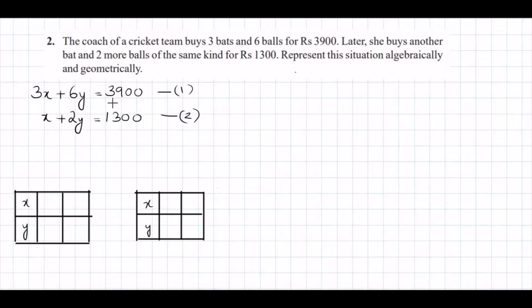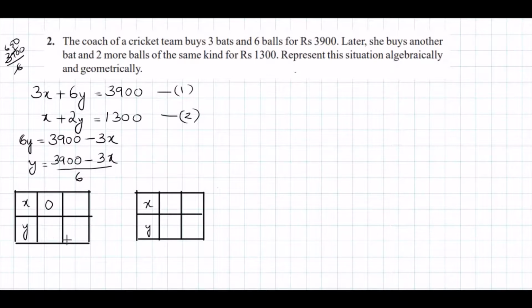So here the 2 linear equations are 3x plus 6y equal to 3,900 and x plus 2y equal to 1,300. So now write y in terms of x to get the solutions. So 6y is equal to 3,900 minus 3x, that is, y equals (3,900 minus 3x) by 6. So here when you give the value of x as 0, you get 3,900 minus 3 into 0. So this term will be 0. So 3,900 by 6.